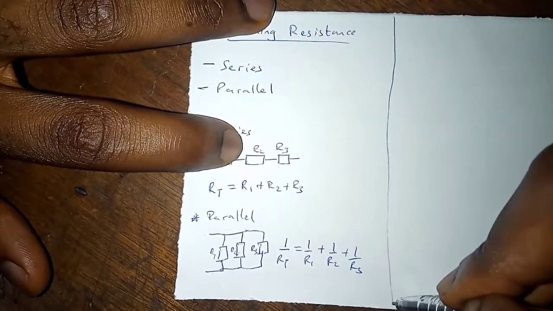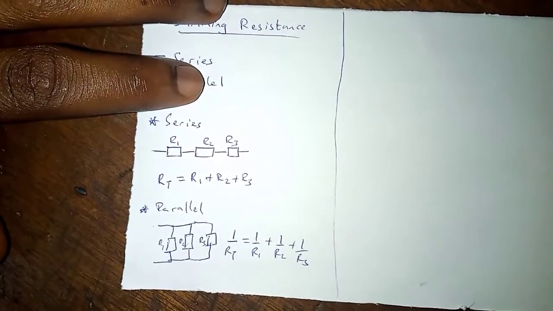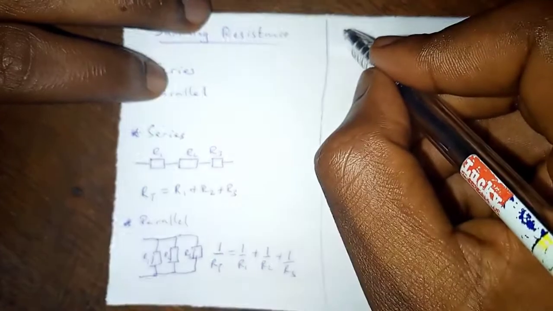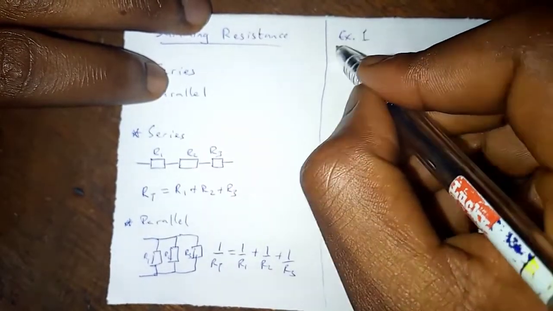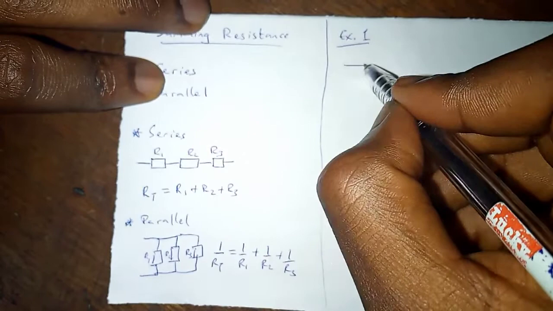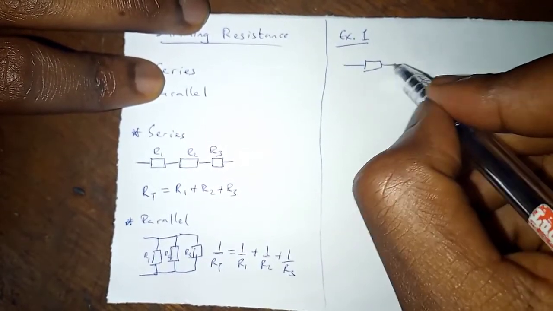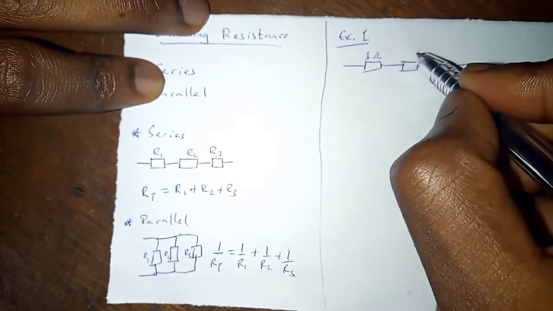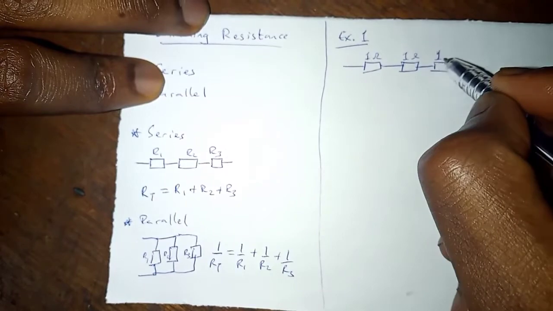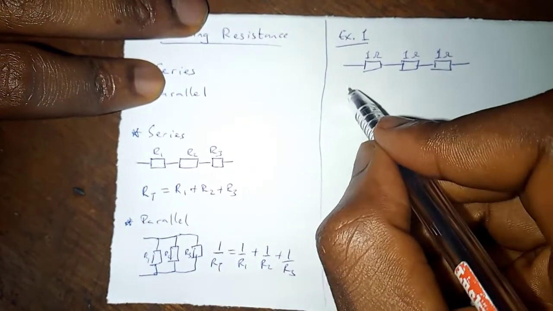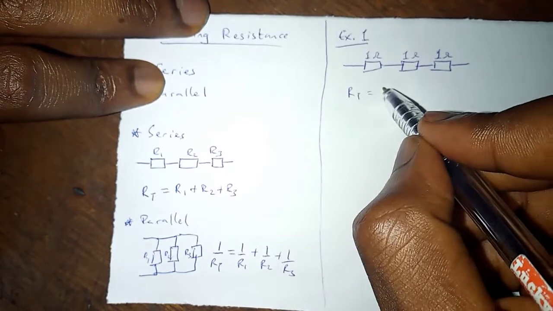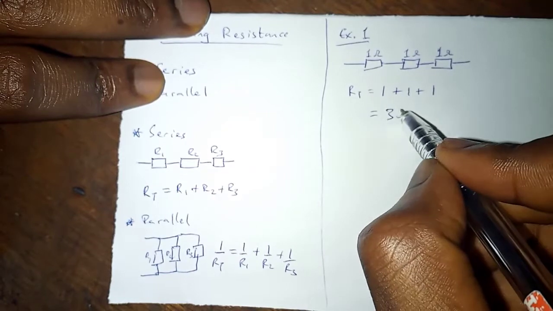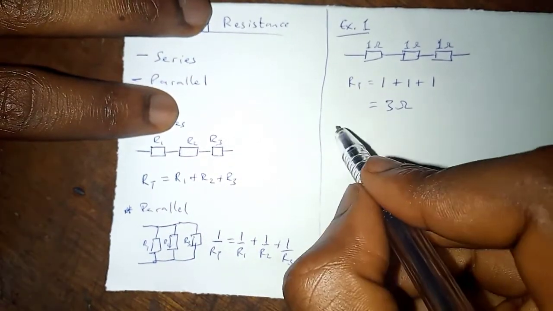So let's look at 4 examples. The first example is going to be a simple series circuit. Example 1. Find the resistance when you have 3 resistors connected in series of 1 ohm, 1 ohm, and 1 ohm each. The solution to this is going to be 1 ohm plus 1 ohm plus 1 ohm, which is equal to 3 ohms. Now let's go to example 2.